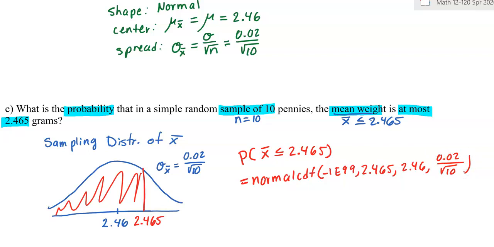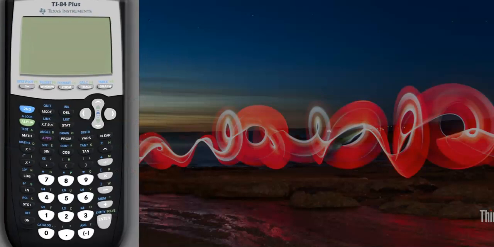So I'm going to go ahead and try this one on the calculator also. So, clear this one out. So we have second bars, go to normal CDF. So we're going towards negative 1 E99, comma, then 2.465. Then the mean of X bar was 2.46 with the standard deviation. So in here I'm going to type what we wrote right there on the notes, which is 0.02 divided by the square root of 10.